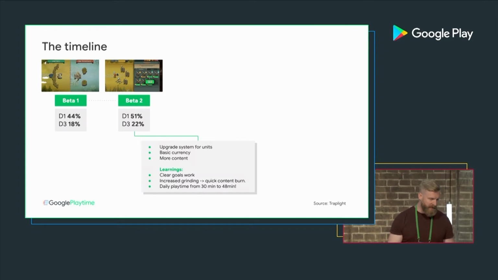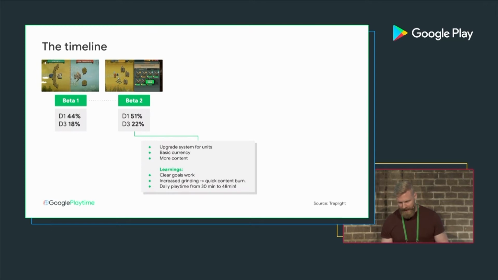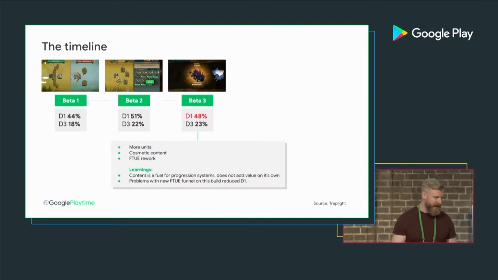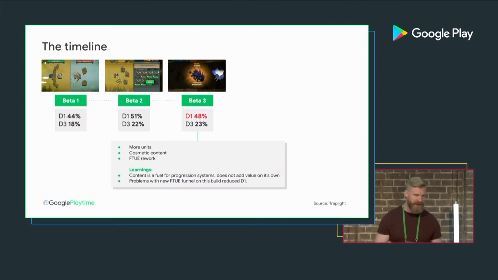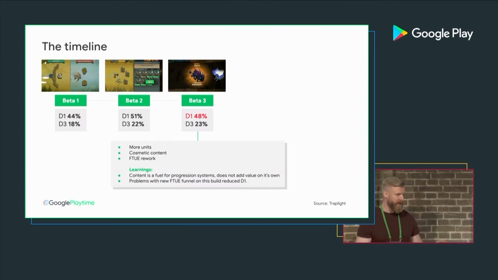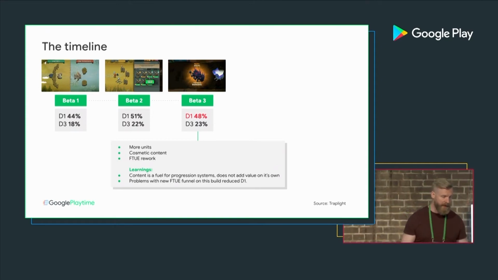But that didn't really solve the problem because players were now spending even more time with the game, but they burned through the content very fast. So they were still churning on D3. So we added more content, more units, more cosmetic content, but we still didn't see a huge increase in D3. We also messed up the first-time user experience a little bit, so we even lost a little bit of D1 in this space.